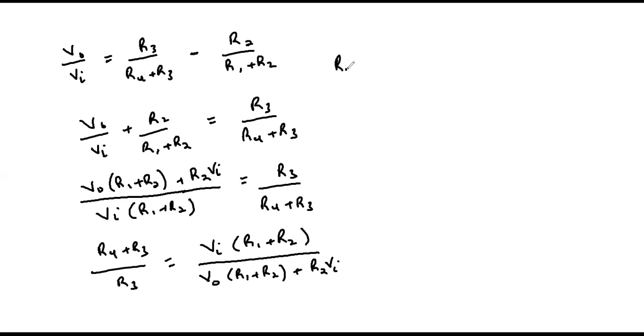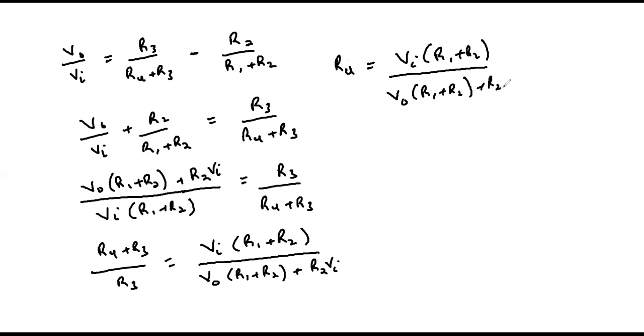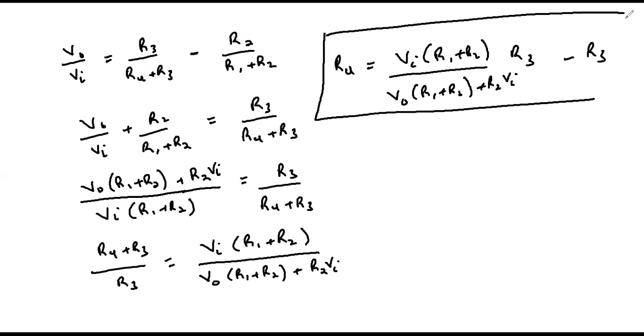If we make Ru the subject of the formula, then it will be Vi into R1 plus R2 divided by V out into R1 plus R2 plus R2 Vi multiplied by R3. You multiply both sides by R3 and then you subtract R3. And this becomes the value of the unknown resistor in terms of the fixed value resistances R1, R2, and R3, and also in terms of the input voltage and output voltage, Vi and V out respectively. And through these, then we can measure the unknown resistance using the deflection type DC bridge circuits.